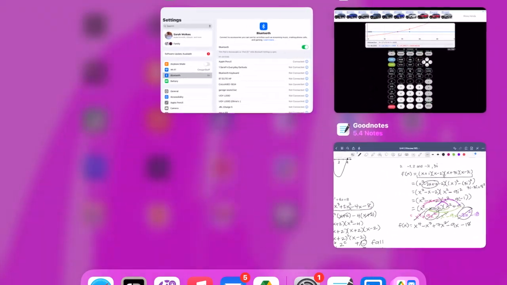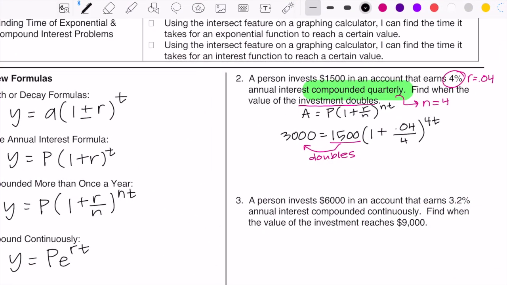And because it's not money, it's time, we're going to be rounding to 3 decimal places. So again, we plug this into y1 and this into y2 to figure out where they intersect. And we get t is approximately 17.415 years. Okay, we're just going to keep doing this for the remainder of the problems.